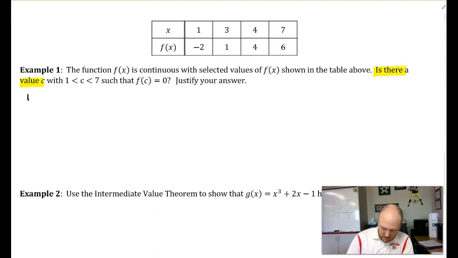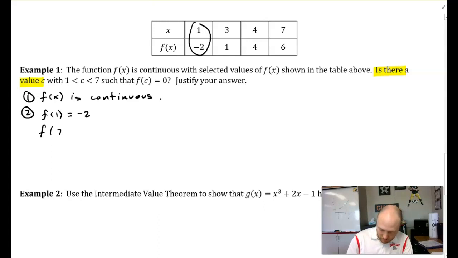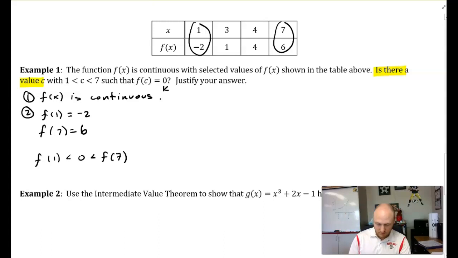Okay, so what I've got to do first, I've got to check my conditions. Is the function continuous? Well, don't they tell us f of x is continuous? So therefore, boom, condition number 1. Condition number 2, I need to go ahead and find my endpoints. So what's f of 1? Well, my y value is -2. The interval closes at 7, so f of 7 is 6. All right, and my k value is 0. Doesn't 0 live between f of 1 and f of 7? It does. So I state that, I write that.